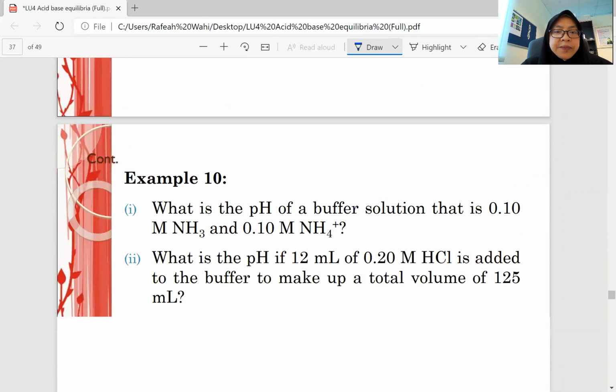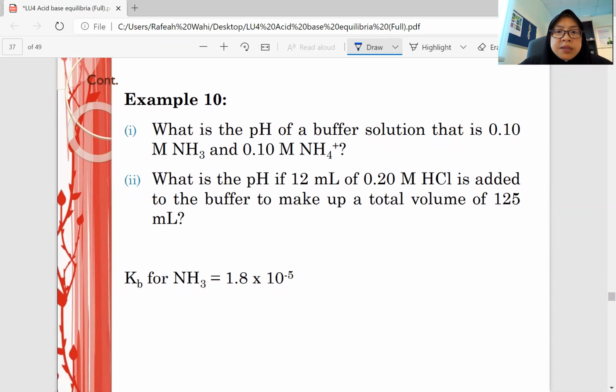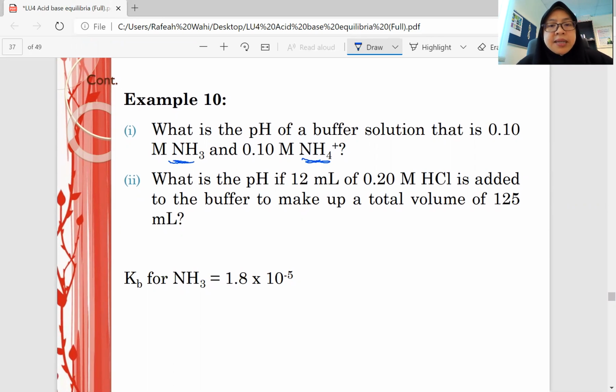All right. Okay, let's look at example 10. What is the pH of a buffer solution that is 0.1 molar ammonia and 0.1 molar ammonium salt, okay, ammonium. Conjugate acid, this is the conjugate acid and this is the weak base.